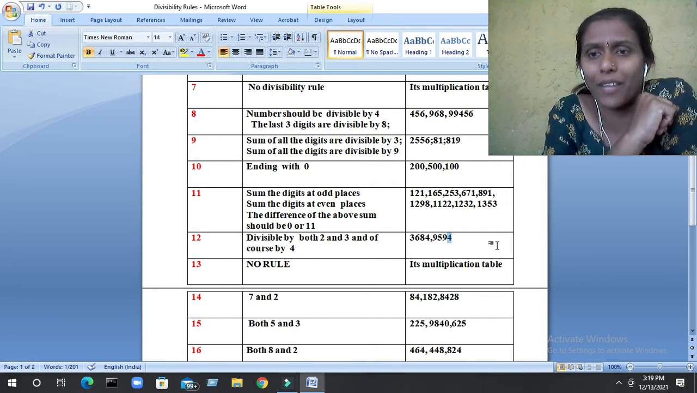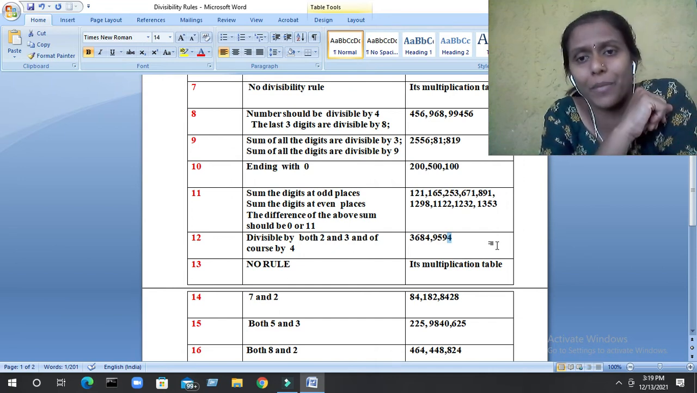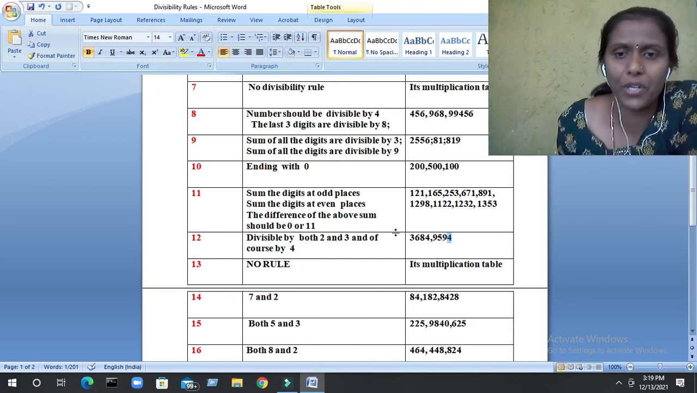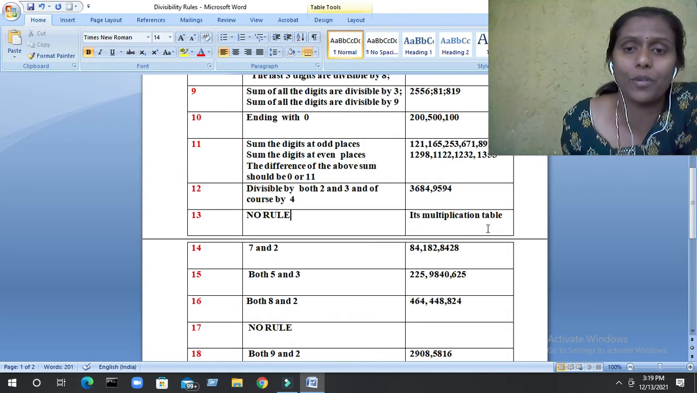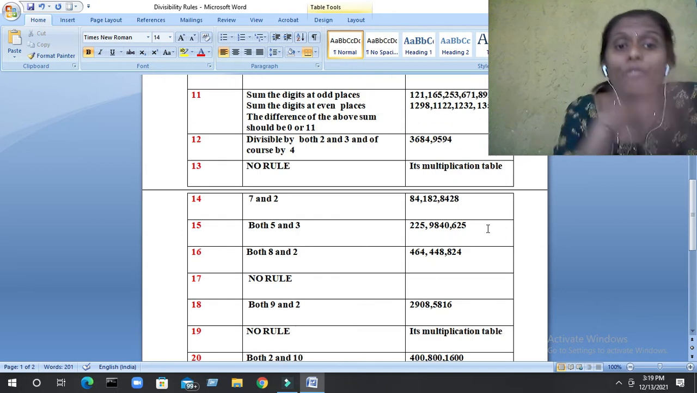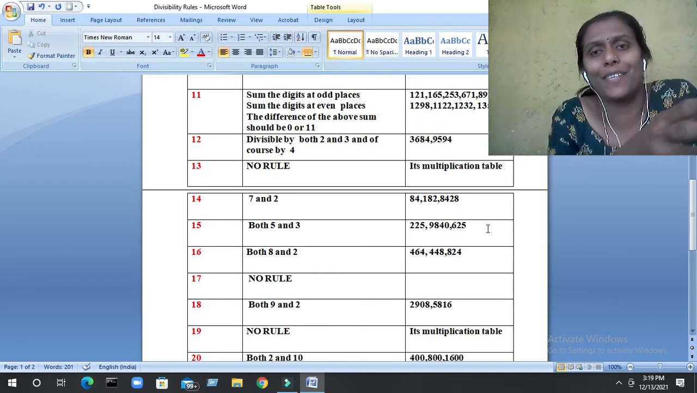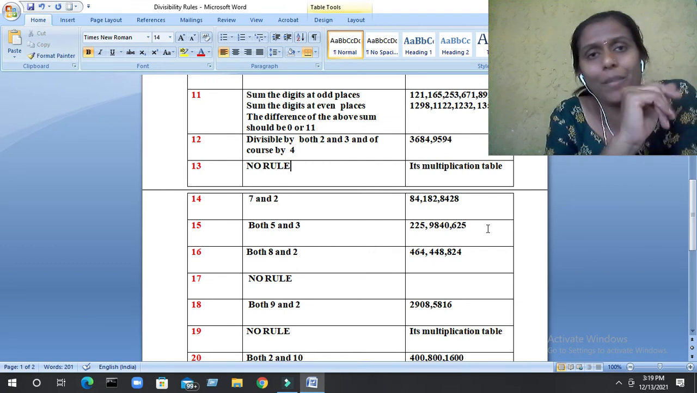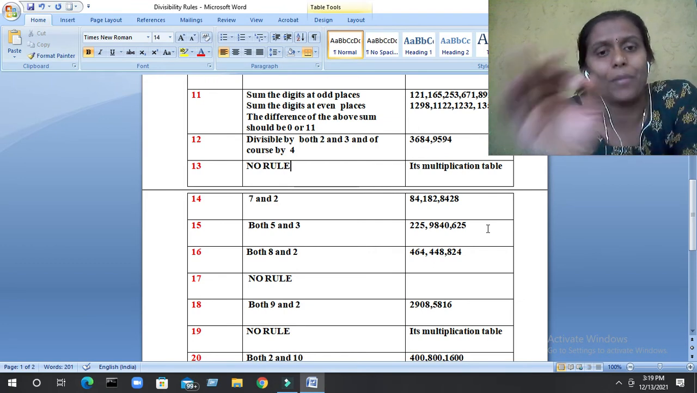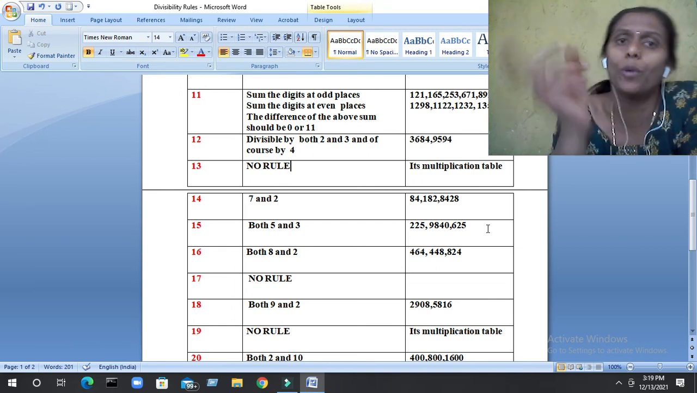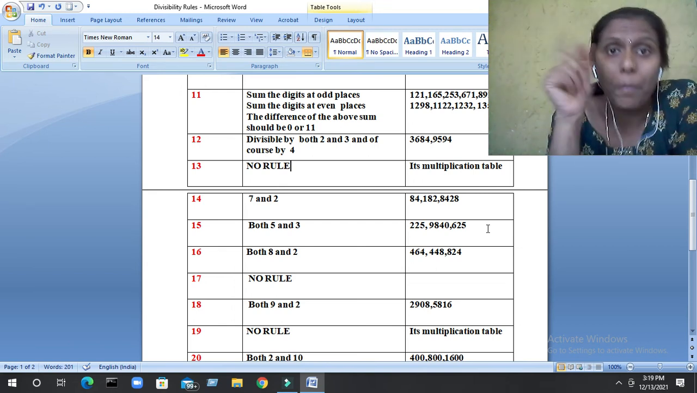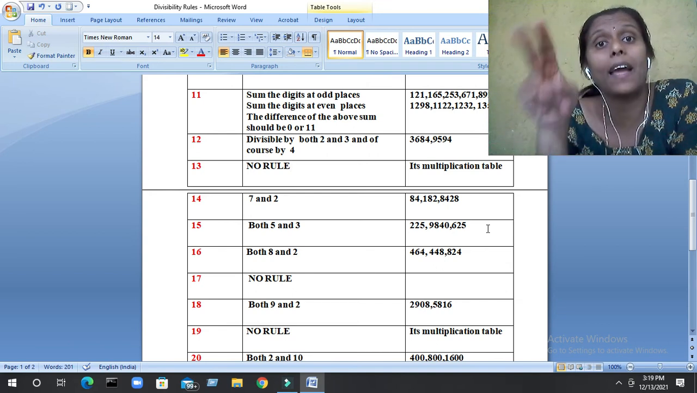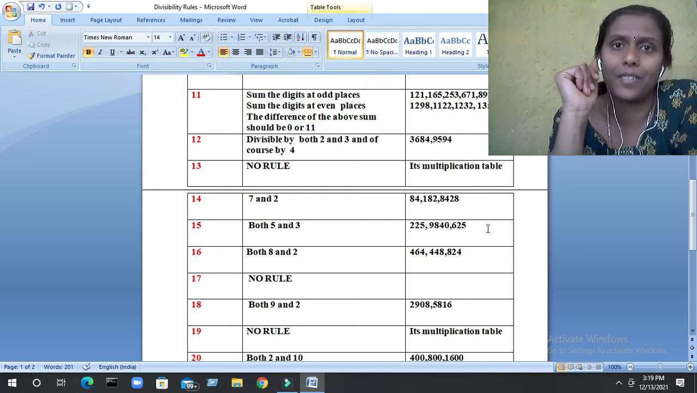Okay, 13, we don't have a multiplication rule as such or a division rule, so we go for the multiplication table. 14, as we discussed for 12 and for 8, the same rule applies for 14. This number has to be divisible by both 7 and 2 because 7 into 2 is 14. It means I am always carrying 7 two times. So this is a simple cross check.